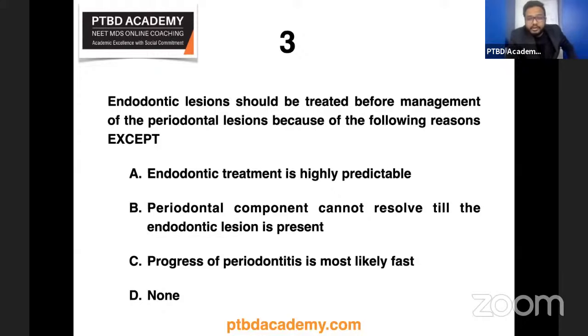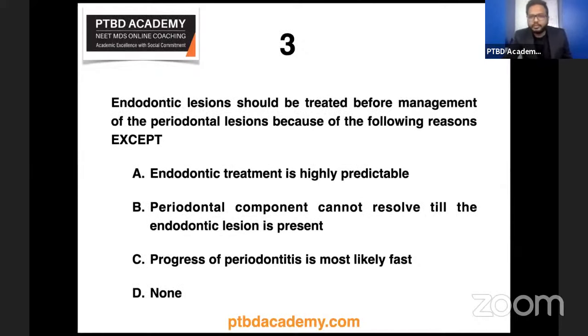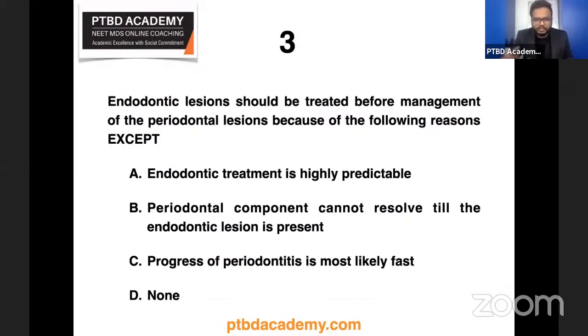Endodontic lesions should be treated before management of periodontal lesions for the following reasons except. So which one do you think is the exception? I'll get back to these images a bit later. So try answering this. I know it's a challenging question. In the meantime, I'll review some literature for your convenience.